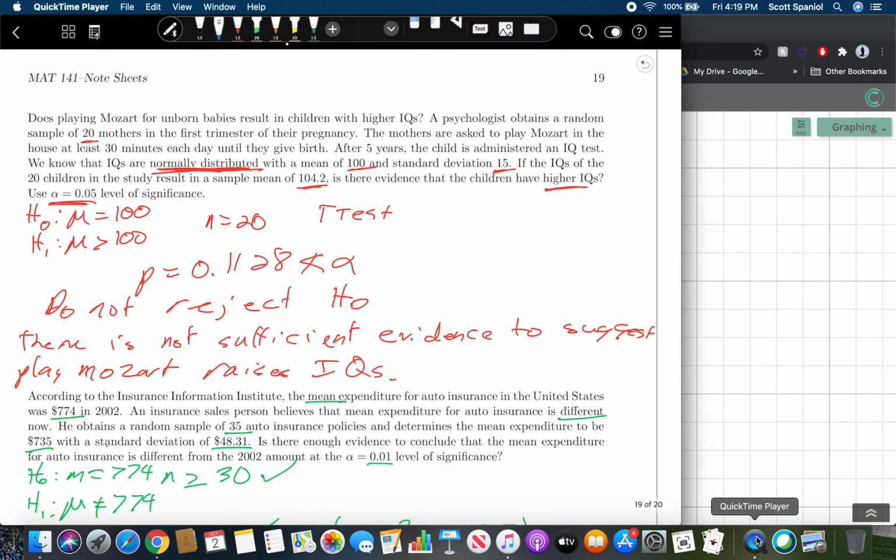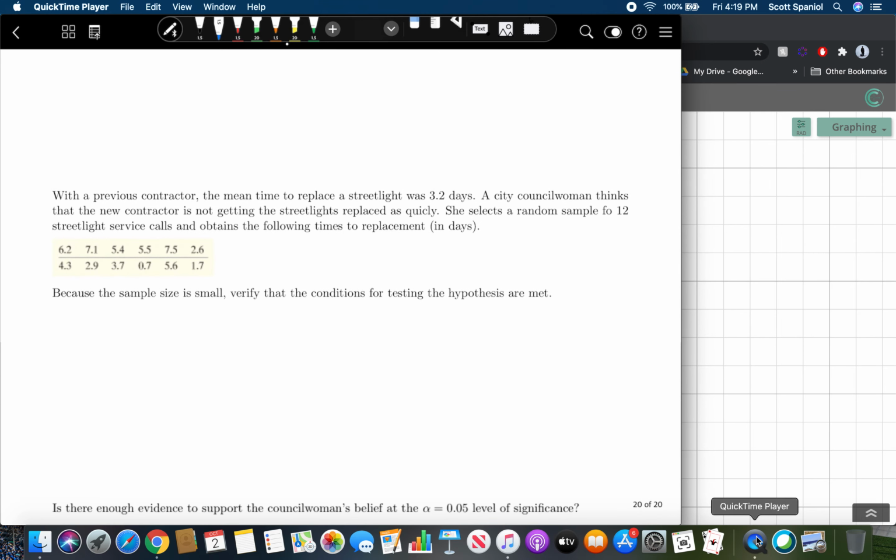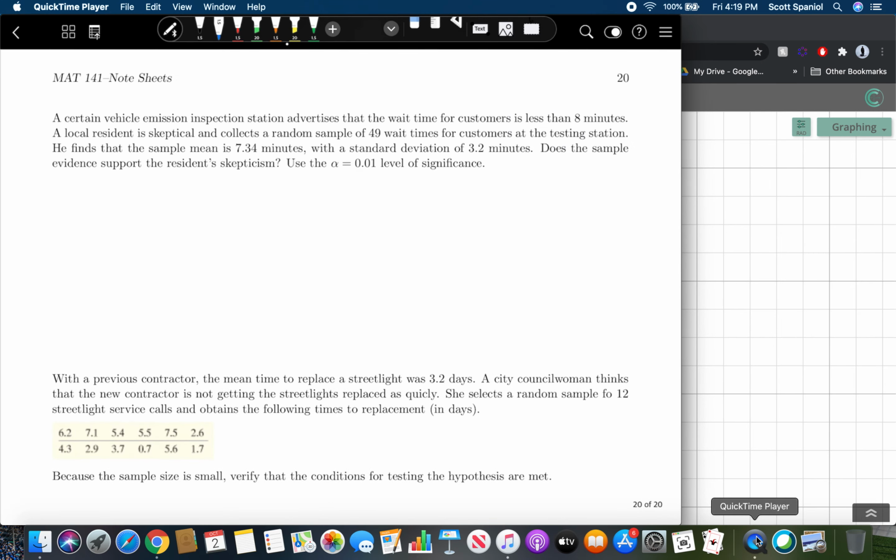Just a couple more. So flip over here to page 20 and try these. So a certain vehicle emission inspection station advertises that the wait time for customers is less than 8 minutes. A local resident is skeptical and collects a random sample of 49 wait times for customers at the testing station. He finds that the sample mean is 7.34 with a standard deviation of 3.2. Does the sample evidence support the resident's skepticism?